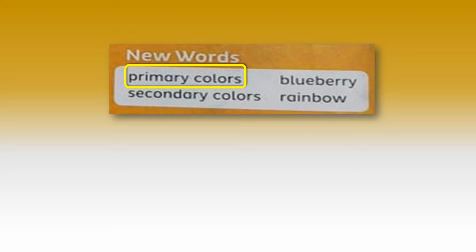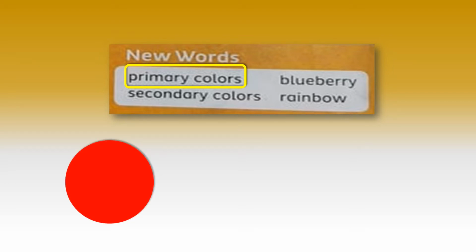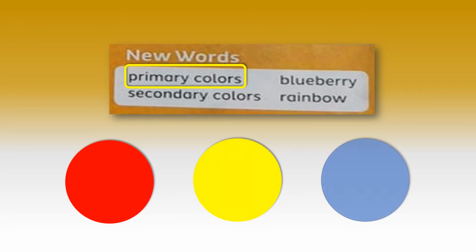Primary means the first. So, what are the first colours? Do you know? Red, yellow, and blue. What is special about red, yellow, and blue? Yes, you cannot make them by mixing any other colours. You cannot make them. So we call them the primary colours.